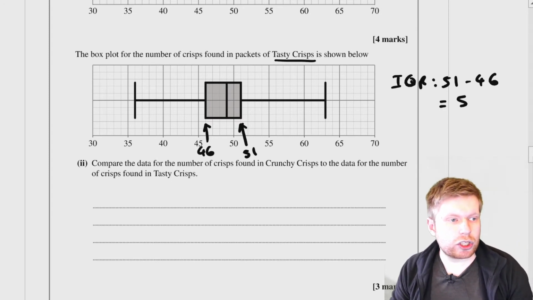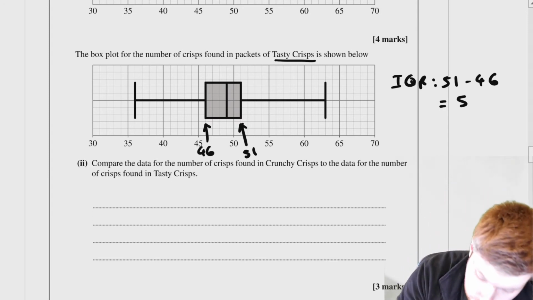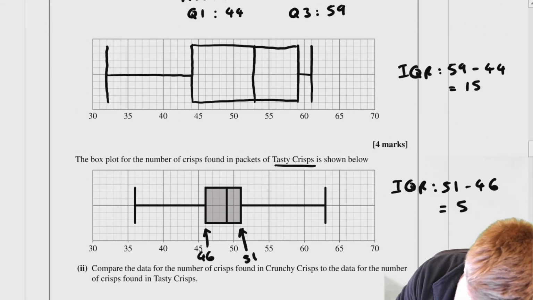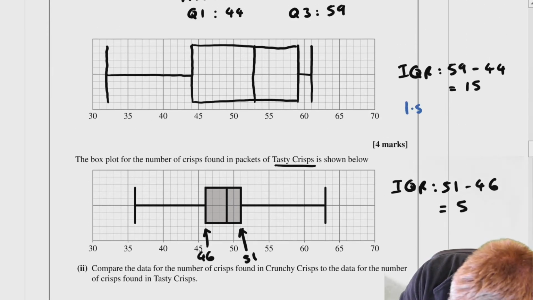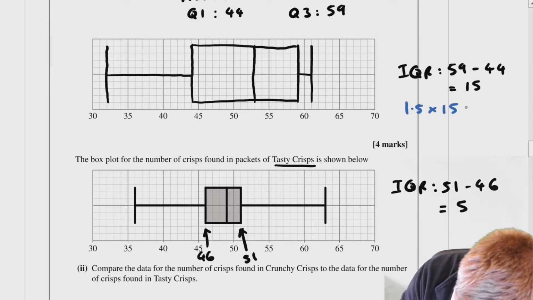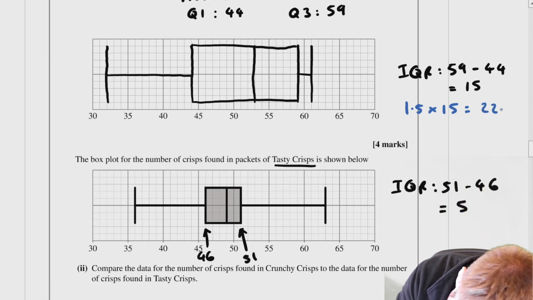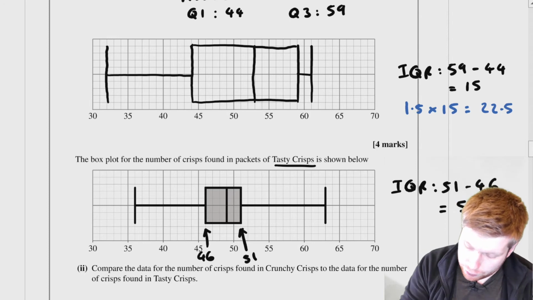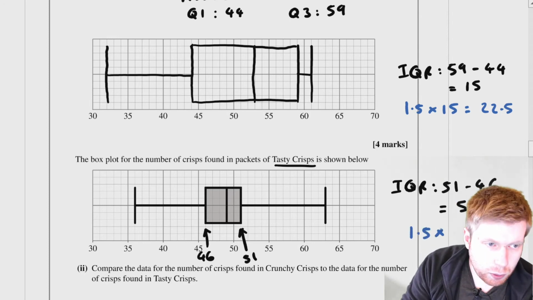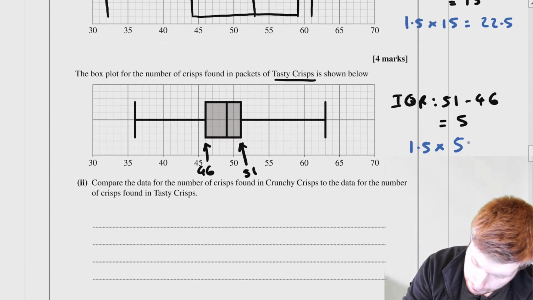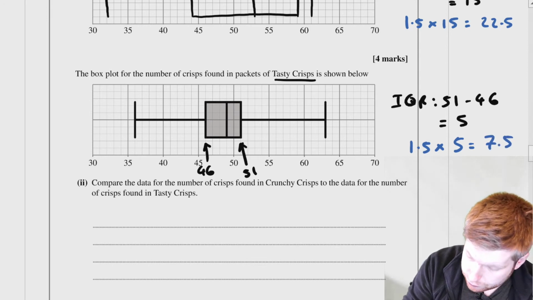So now what I need to do is check 1.5 times the interquartile range. So 1.5 times 15 is going to be 22.5, and then 1.5 times 5 for the bottom box plot is going to be 7.5.